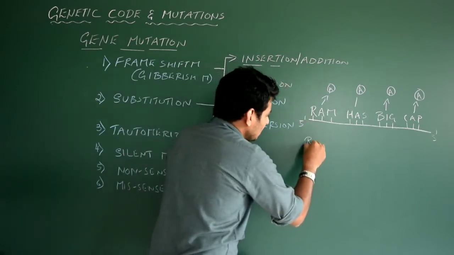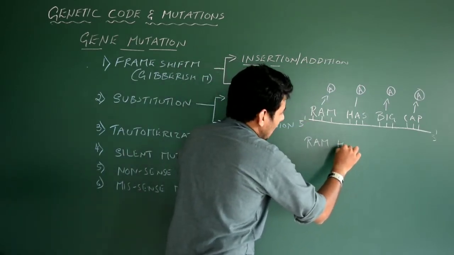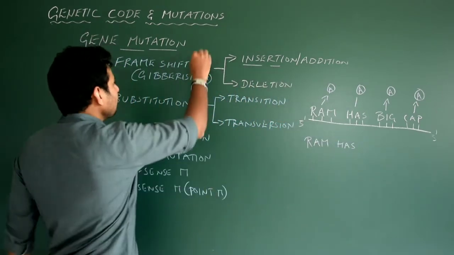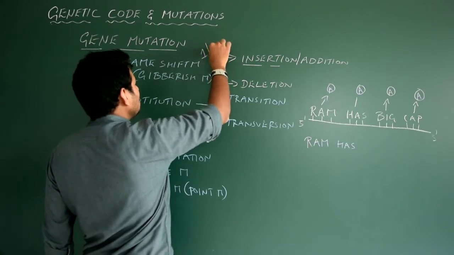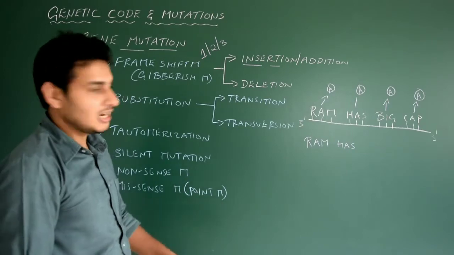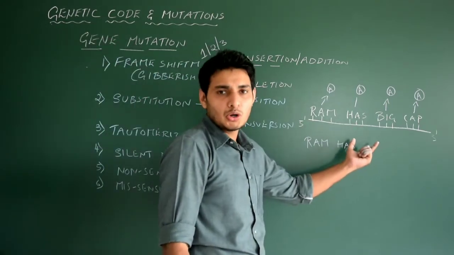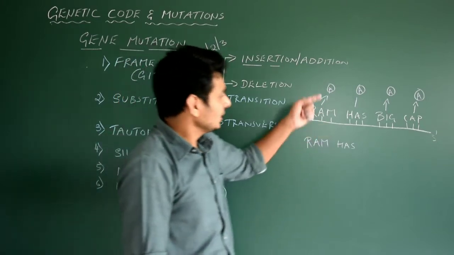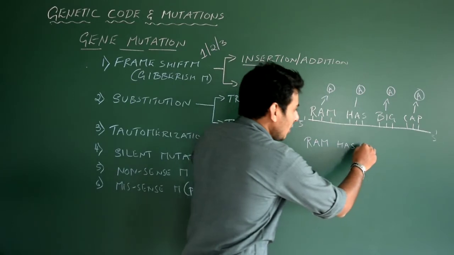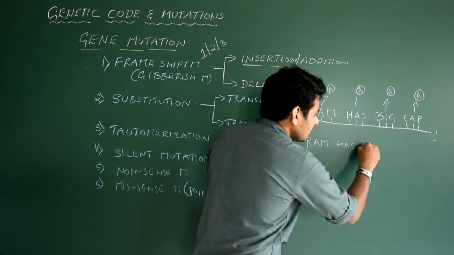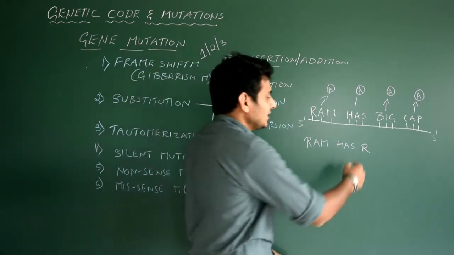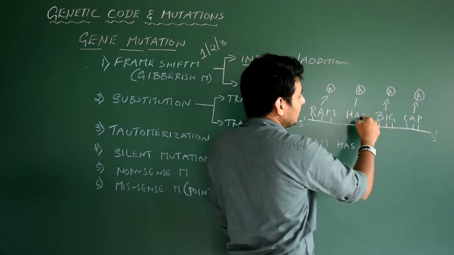Here I am going to write the same statement. Ram has. Now, because of the mutation, it could be because of 1, 2, or 3 nitrogenous bases in the template DNA strand, and it's going to produce a new codon, or it could be a new nitrogenous base within this Ram has big cap sequence. You got it? Now let us imagine 1 new nitrogenous base is added. That is R, here between S and B.